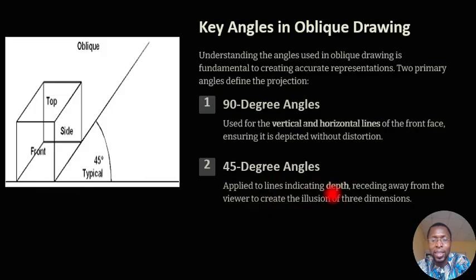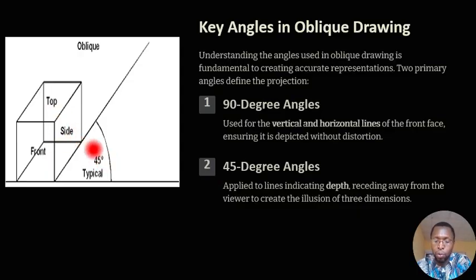a line indicating the depth of that object, receding away from the viewer to create the illusion of three dimensions. So this is the depth of this box. So the angle 45 degrees allows us to be able to view the depth of the box. And with this now you can see the side view of the box, the front view, and the top view, which give us the illusion of three dimensions.